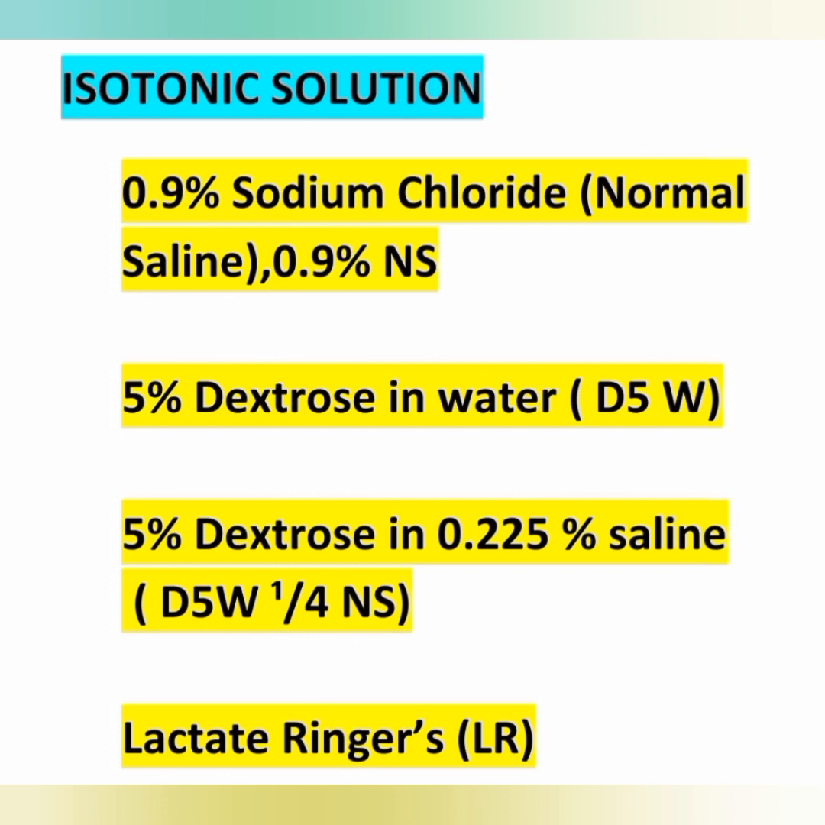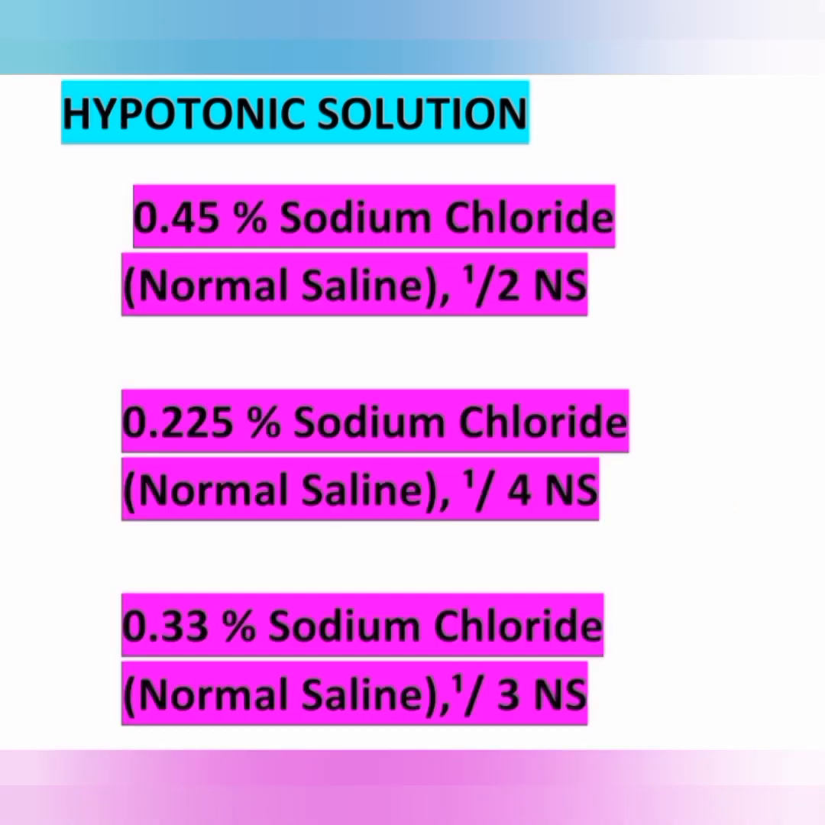The examples include 0.9% sodium chloride, that is normal saline, NS, and 5% dextrose in water, D5W, and 5% dextrose in 0.225% saline, and Ringer lactate. These are all isotonic solutions.